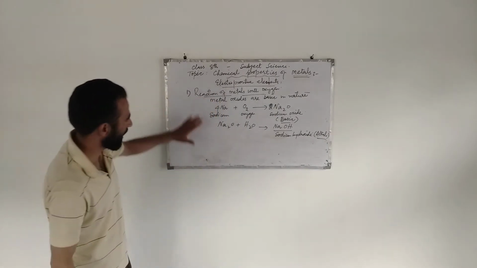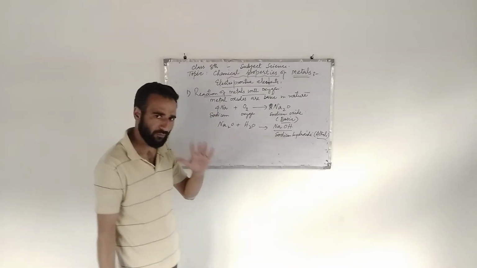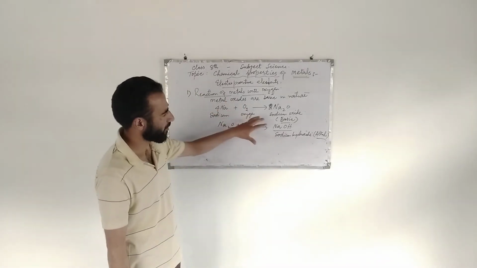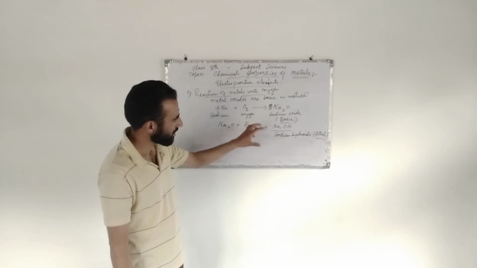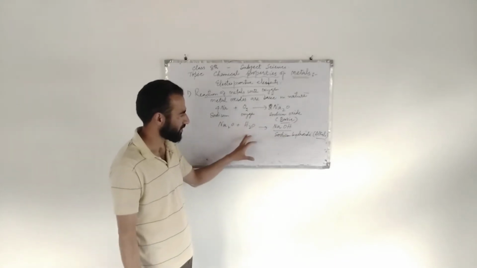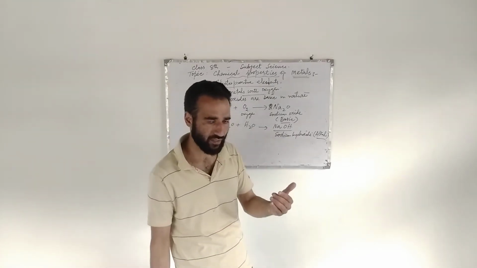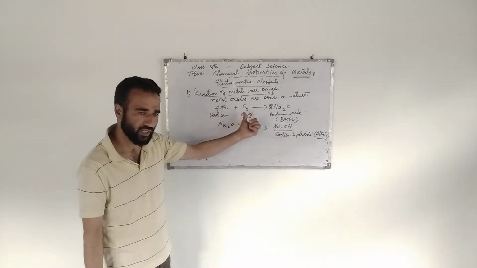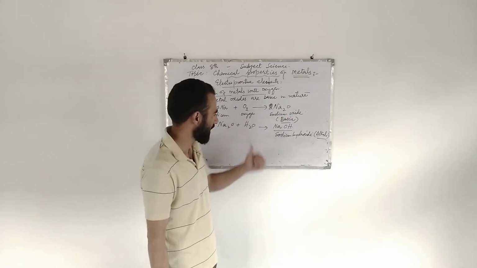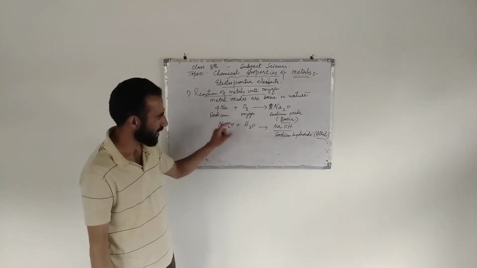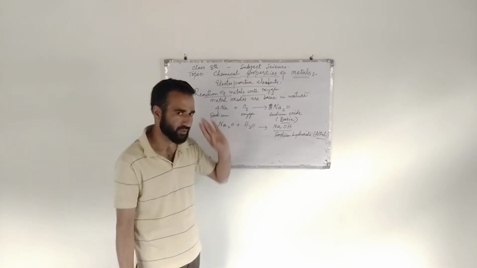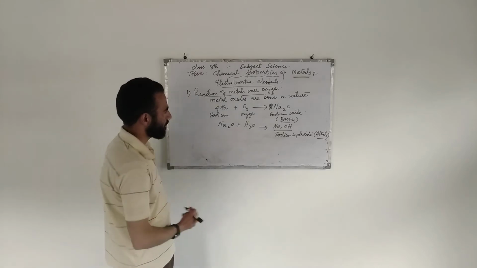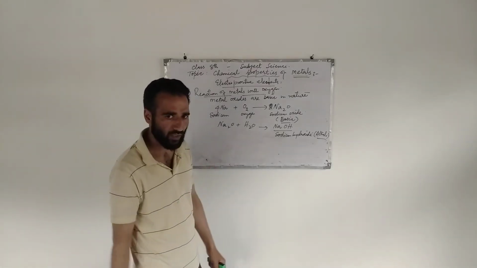So the first chemical property of metals is that metals combine with oxygen and form metal oxides. And these metal oxides, when combined with water, form alkalis. Here we take the example of sodium. When sodium combines with oxygen, it forms sodium oxide, and sodium oxide, when combined with water, forms sodium hydroxide. We will take another example related to this reaction of metals with oxygen.